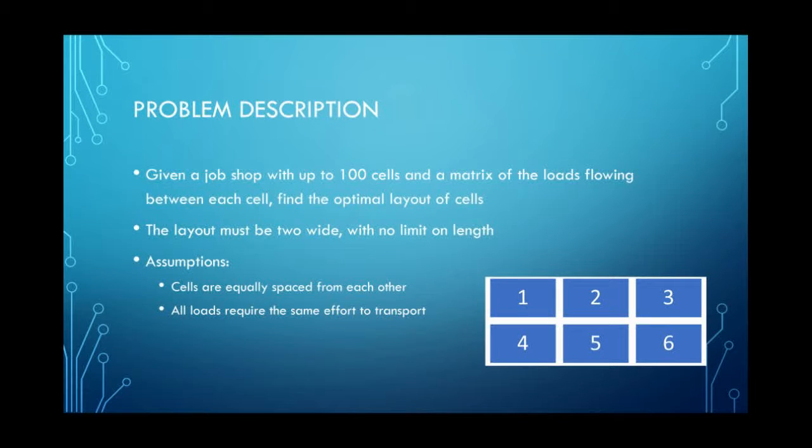There were two assumptions in this problem. First, that all cells are equally spaced from each other. By this I mean that the distance between cells 1 and 2 is the same as the distance between cells 2 and 3, and the same as the distance between cells 2 and 5. The other assumption is that all loads require the same effort to transport, regardless of what cell they originated from.